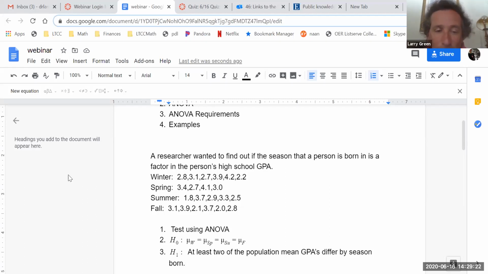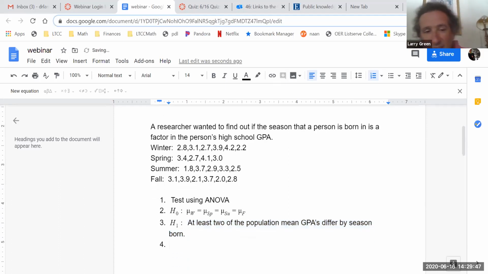So for ANOVA, you'll notice that H naught is all symbols and H1 is all words. So get that straight and get it down and do it right. Okay. There is a way to do symbols, and my experience is it's too hard. So I don't do it. Any questions on H naught and H1?